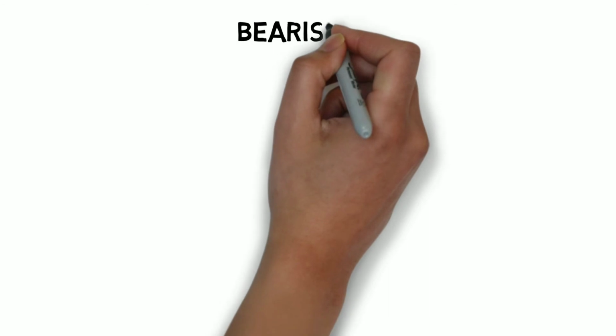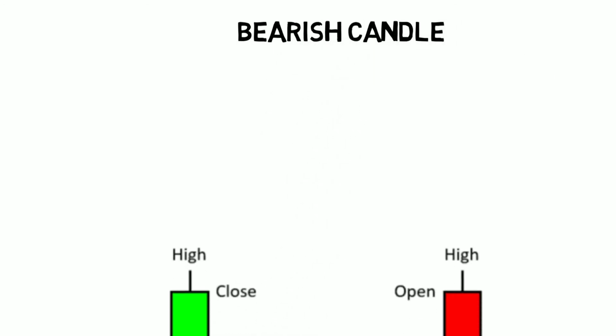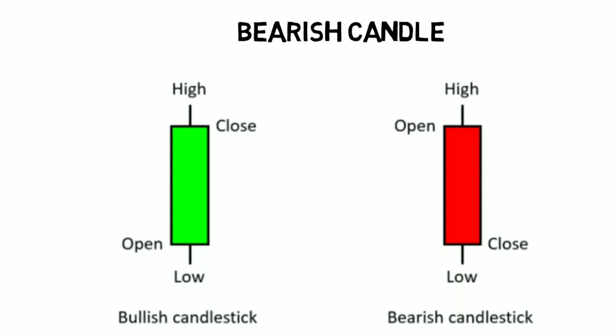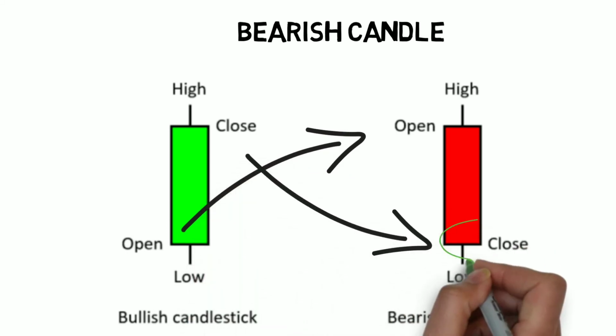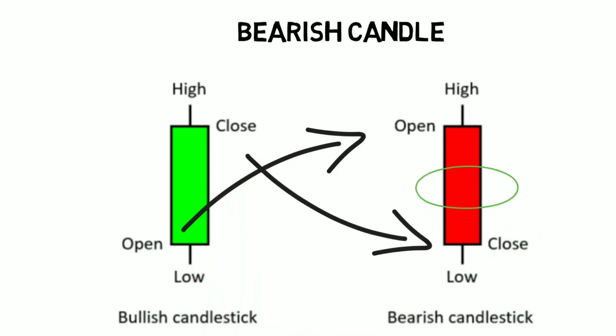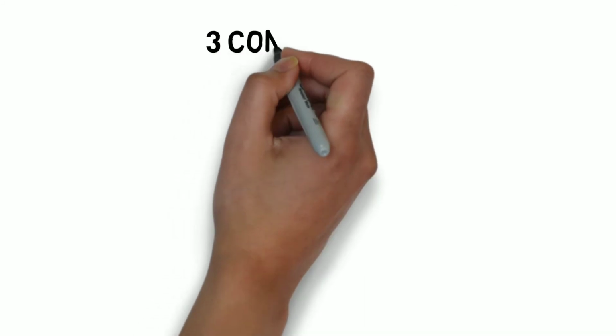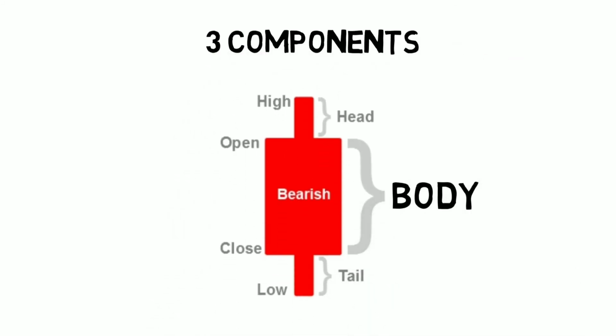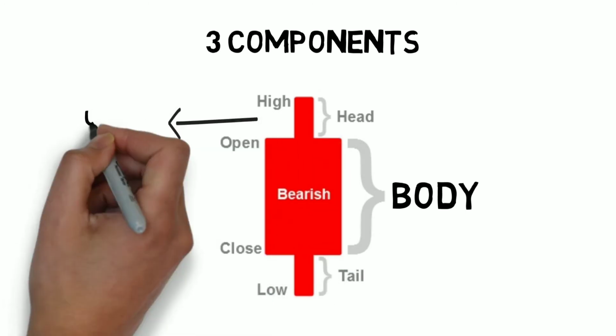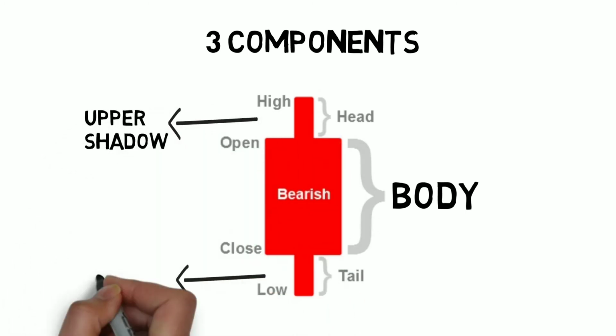Then look at a bearish candle. Here everything remains the same, only the open and close price positions are changed. Here this is the close price, this is the open price, this is the high and this is the low. Like the previous one, it also has 3 components. This is the body, this is the upper shadow and this is the lower shadow.